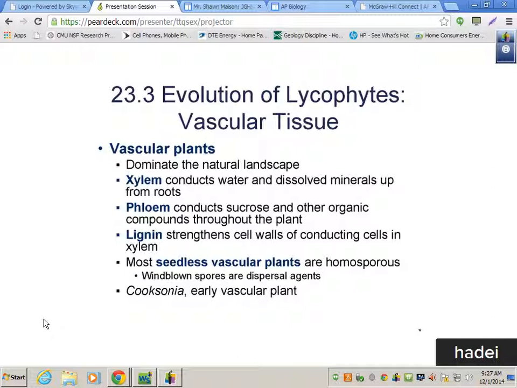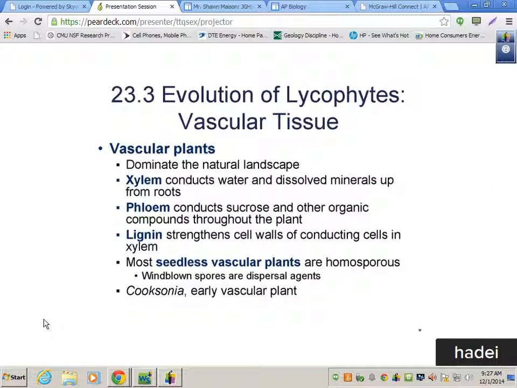And then lignin, this is what strengthens the cell walls of conducting cells in xylem. I think of lignin as synonymous in animals as being sort of like collagen. Collagen is the strong fibers that make up our vein and arterial walls. And so lignin is like that for plants. Most seedless vascular plants are homosporous. That means they have one spore, single spored. And they're wind-blown spores and are dispersal agents. So this is how they're going to use spores to spread or procreate.